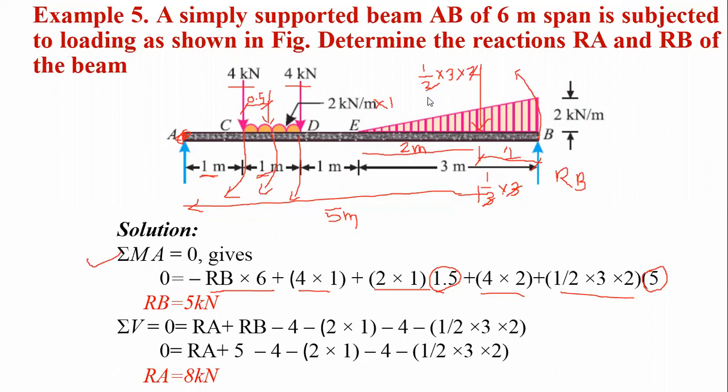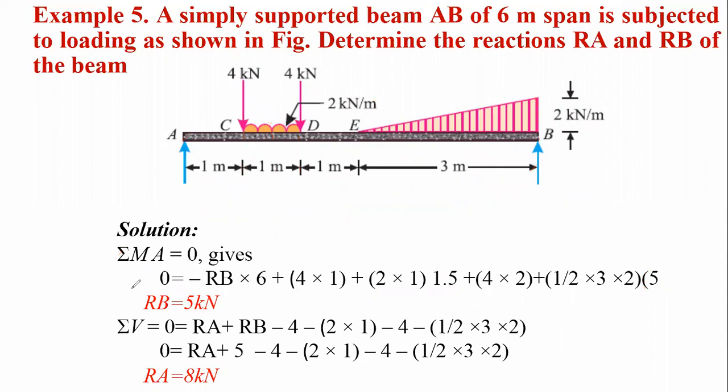Now similarly, what we have to find out? We have to find out the reaction RA. To find out reaction RA, let us take the summation of all vertical forces. Now here reaction RA is going vertically upward, that's why it is taken as positive. Reaction RB, which is going vertically upward, that is also taken as positive. This 4 kilonewton force is going downward, that's why negative. UDL, which is converted, going downward, 2 into 1, that is also negative. This 4 kilonewton force is going downward, that's why -4.